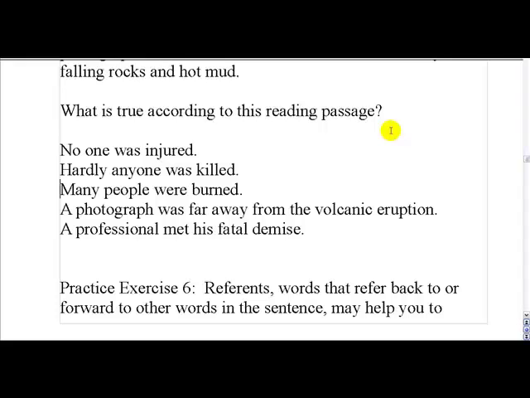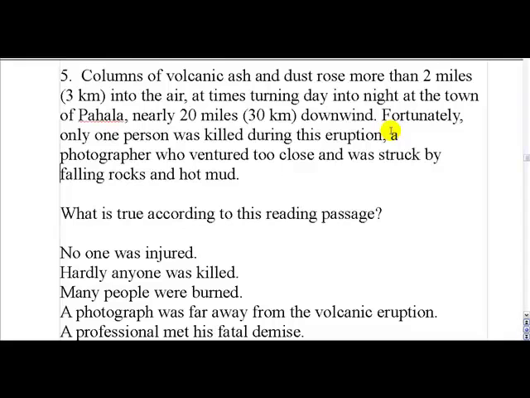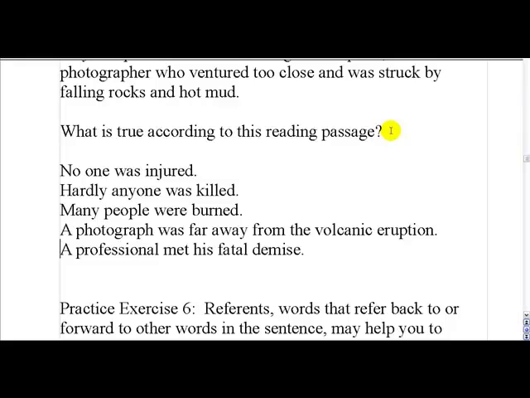You have a photographer was far away from the volcanic eruption. That's actually false. A professional met his fatal demise. So in this one, I kind of tricked you on this. This is a 2 answer. Click on 2 answers. I think hardly anyone was killed is true. Now, be careful though. Hardly anyone doesn't mean that no one was killed. It means almost no one was killed. So because one person was killed, I think answer choice B is a good answer.